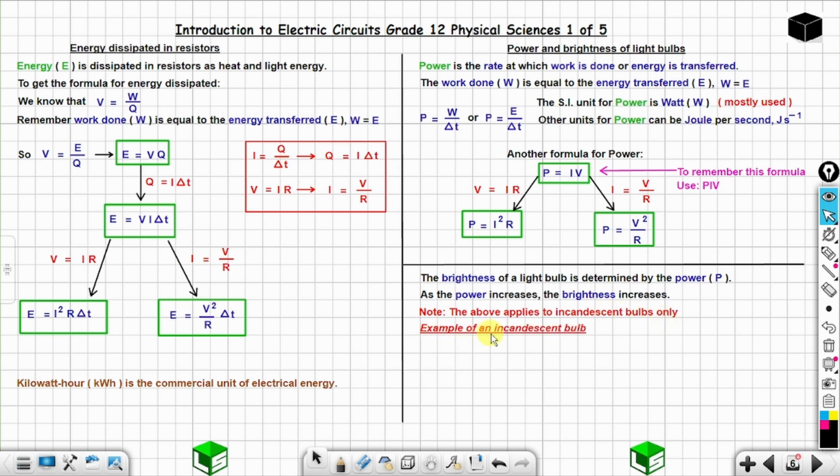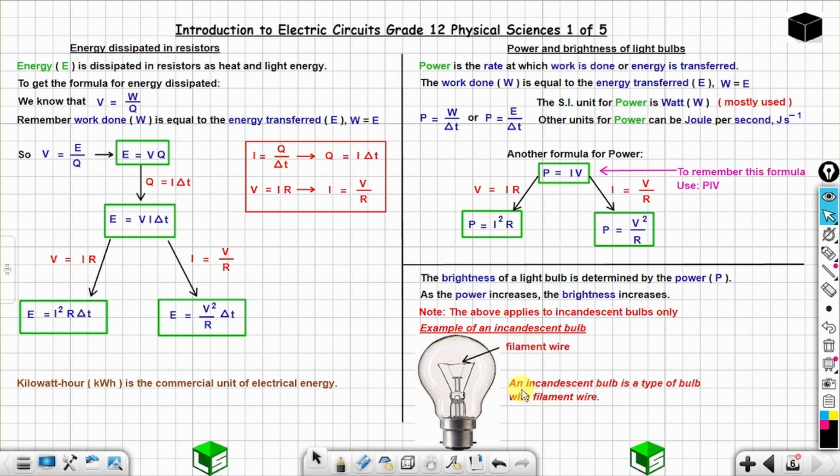Example of an incandescent bulb. This one, the one with filament wire. This is an incandescent bulb. So an incandescent bulb is a type of bulb with filament wire. We are going to see how to use power to determine the brightness of light bulbs. This is the introduction. Okay, we are done.